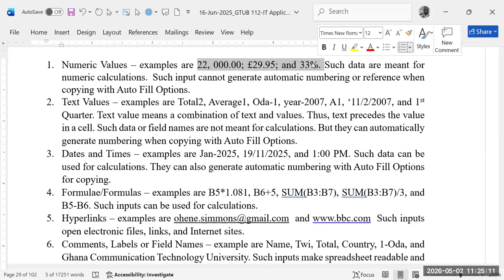Nana, Wilson, 1, 2, 3. Wilson, 1, 2, 3. Good. So text, then you combine value. The next person.